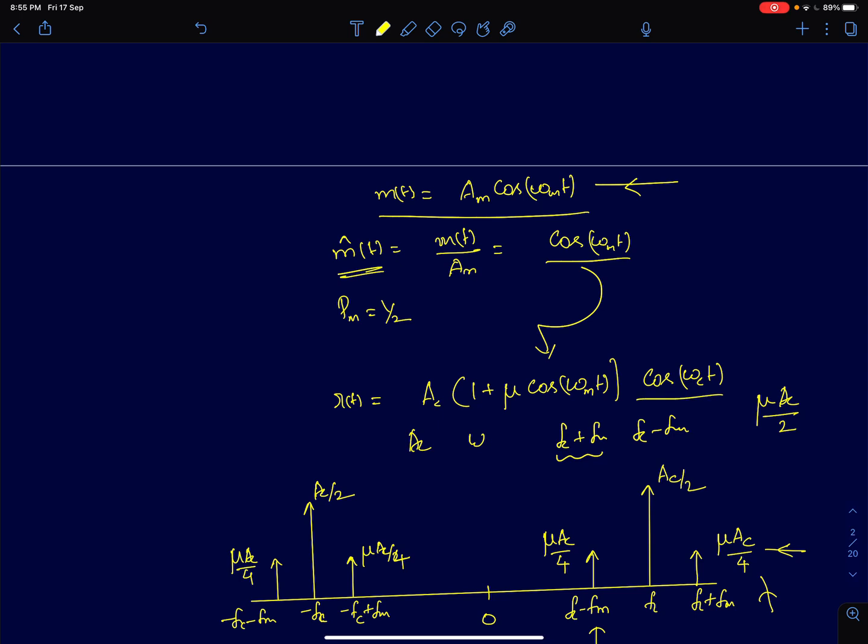You can very easily, using some simple trigonometric algebra, split them into three sinusoids. One of frequency Fc, the other one of frequency Fc plus Fm, and Fc minus Fm. Okay, and the amplitude of the signal of frequency Fc is AC. The amplitude of this one is going to be mu AC by 2, and Fc minus Fm is also mu AC by 2. So you have three sinusoids with three different amplitudes. Two of them will have similar amplitudes here, but frequencies are different.